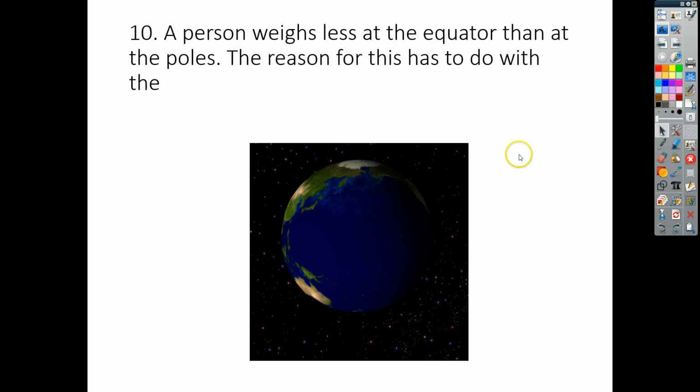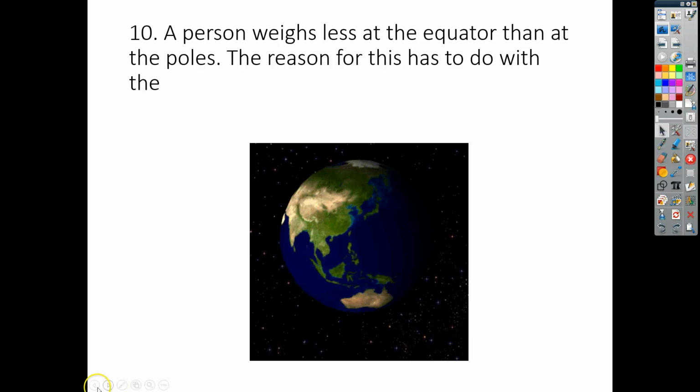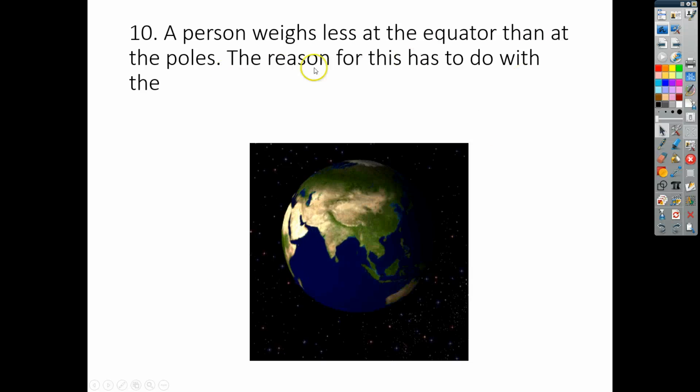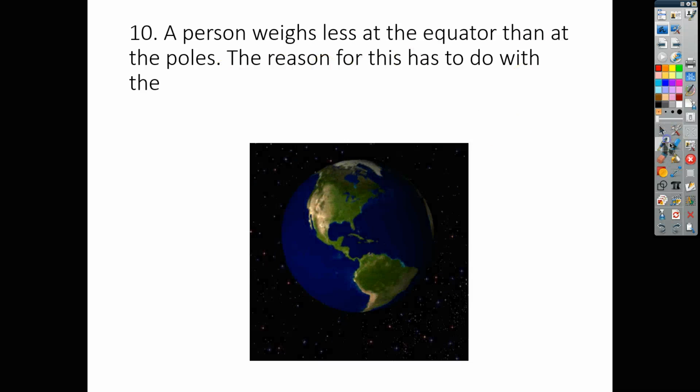This one, the Earth is spinning. I'm going to actually go back and do that one again. So here, this one is actually spinning. So let's see if we can get the thing to come back. There we go. A person weighs less at the equator than at the poles. Why? Well, it's because the Earth is rotating.